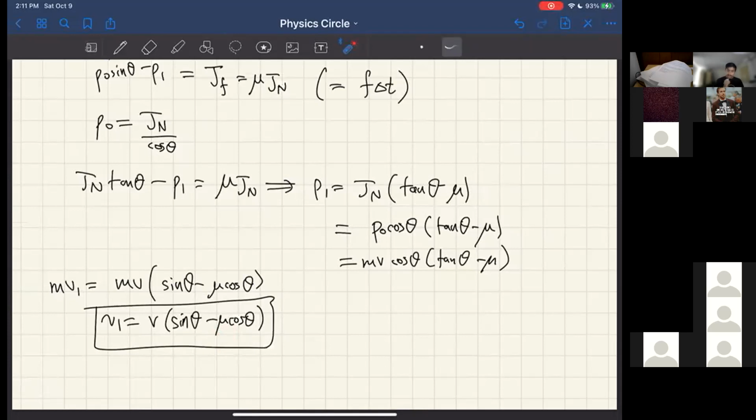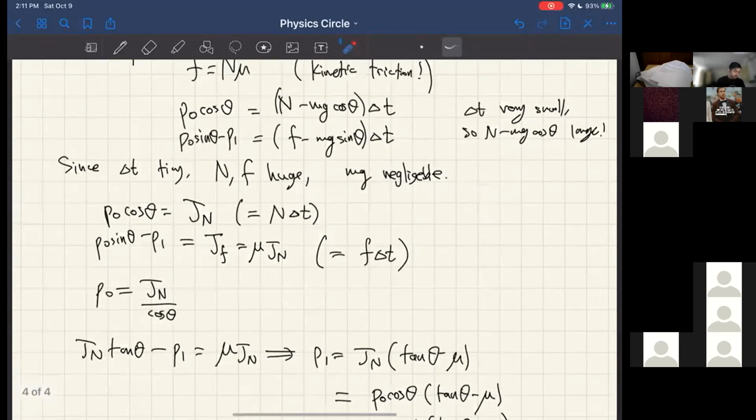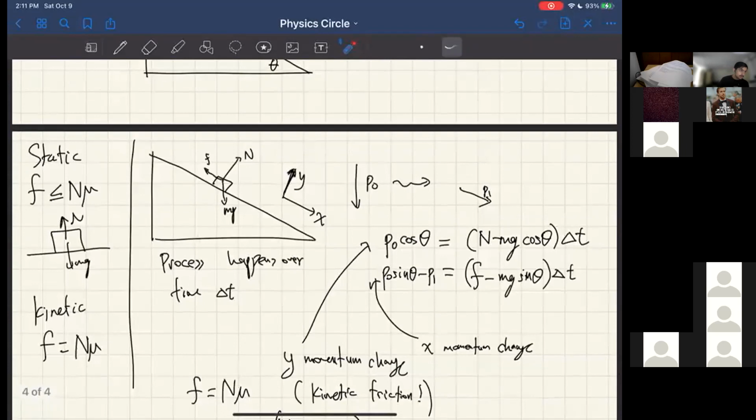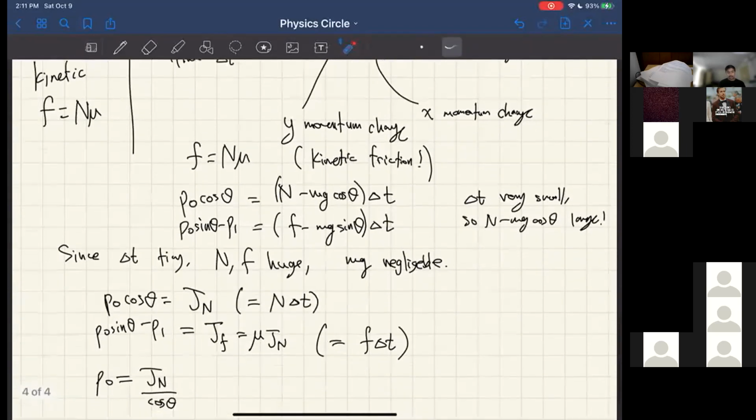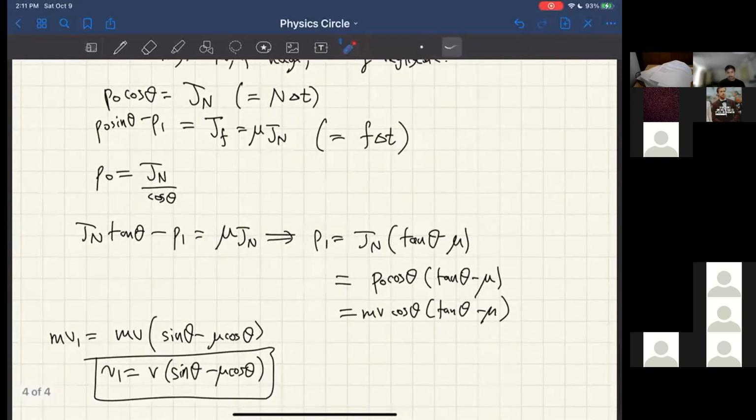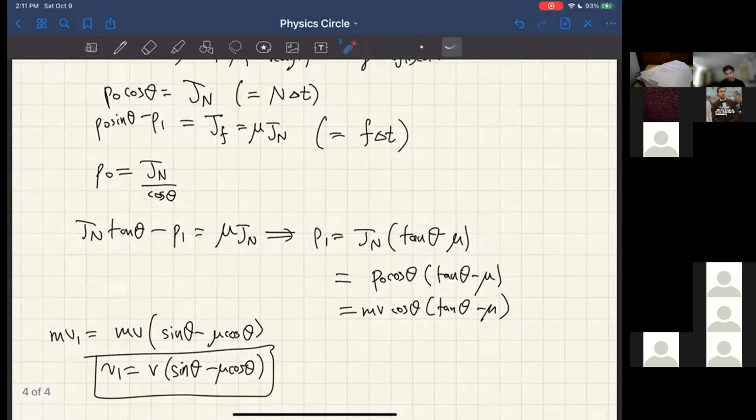So this is a very, very important example about how impulses and such work. Any questions about this? About friction, about impulse, about anything in this problem? This is a very important example.